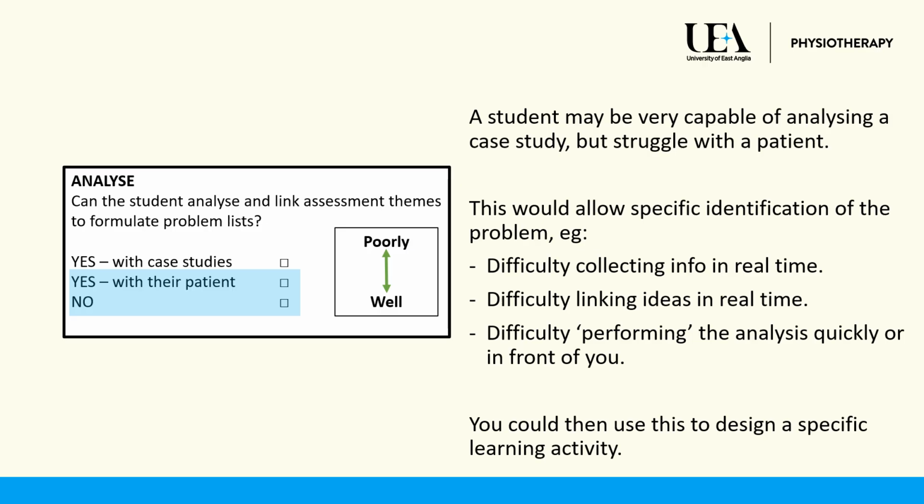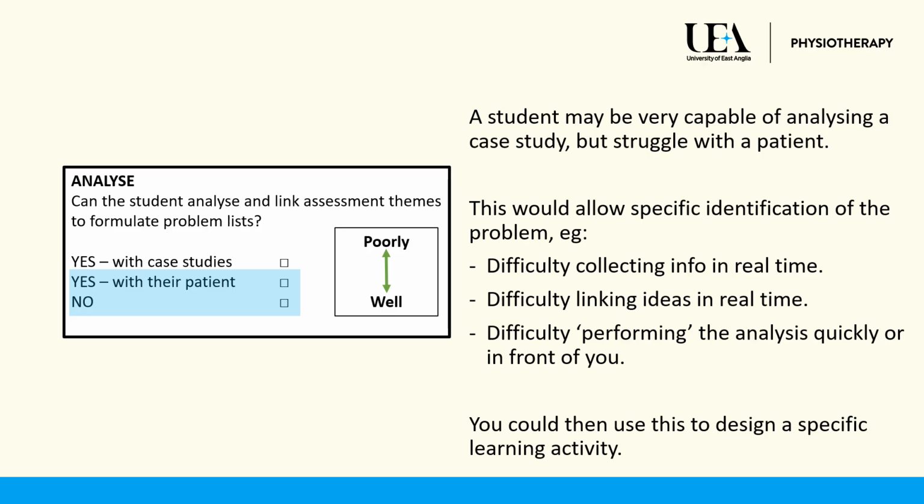For example, they might have difficulty collecting the information in real time. They might have difficulty linking those ideas together after they've collected it in real time. And they might just have difficulty performing the analysis quickly or in front of you. So if we've followed all the other cue cards, we can go, actually, you do understand subjective information and how to collect it. It's just that actually the problem is with the performing and doing this in the real world environment. Subsequently, if you identify one of these examples, you could use it to design a specific learning activity.